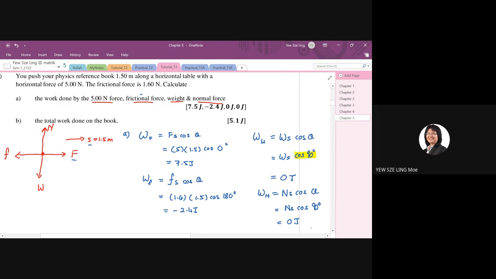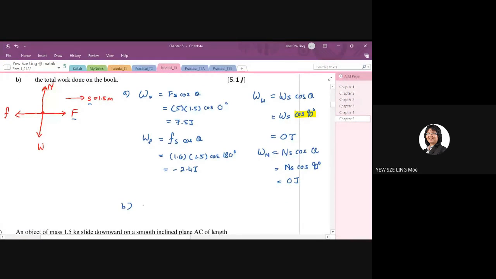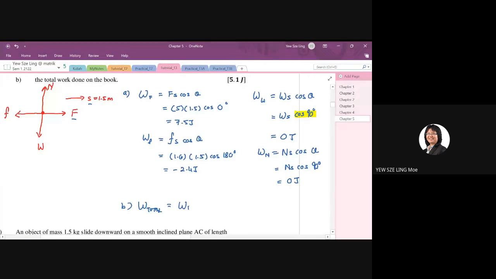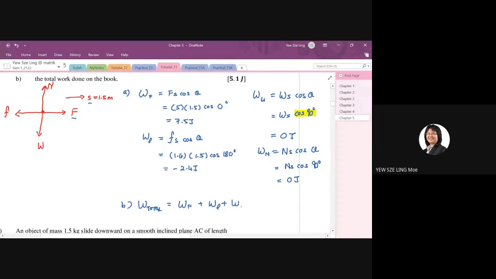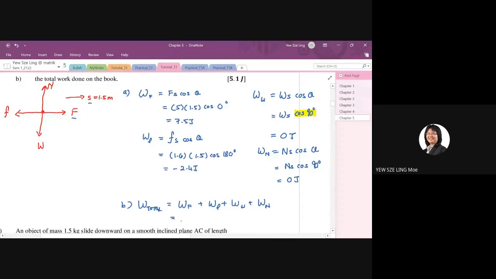Now question B. Question B asks you to calculate the total work done on the book. So how to calculate the total work done on the book? Simple. W total straight away equals to WF plus WF plus WW plus WN, which then gives you 5.1 joule.